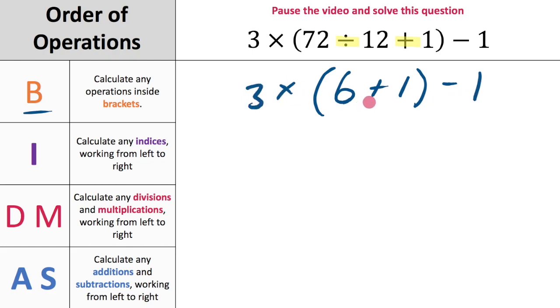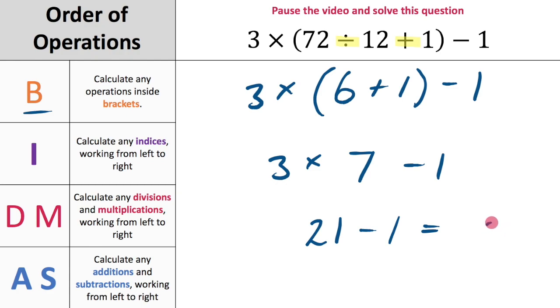So notice that I still have my brackets there. I haven't done everything inside of it yet. So now I'm going to go 6 plus 1, which is 7. And then copy down everything around it. And now I have both a multiplication and a subtraction. I know my multiplication takes priority. I do this one first. 3 times 7, that's 21. And then I have my minus 1 here, which means my answer is going to be 20, because 21 minus 1 is 20. So hopefully you got that one correct.